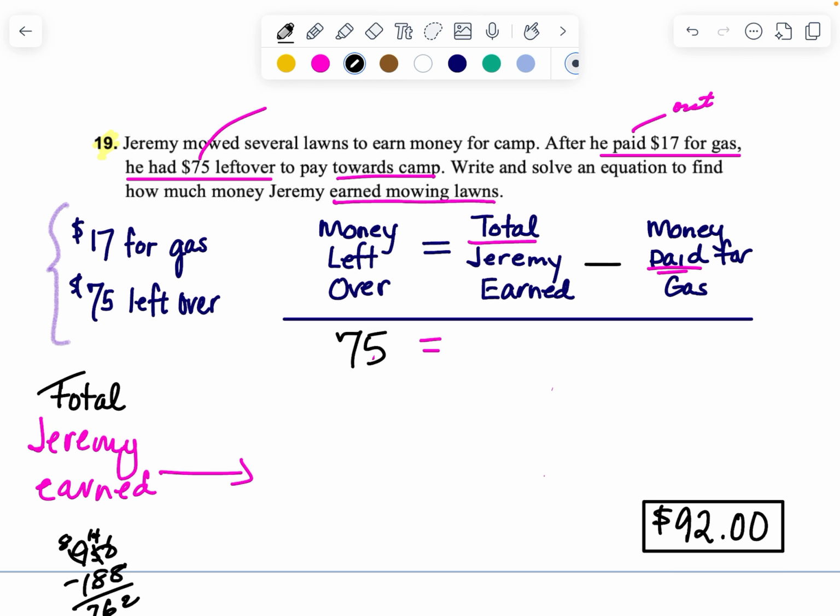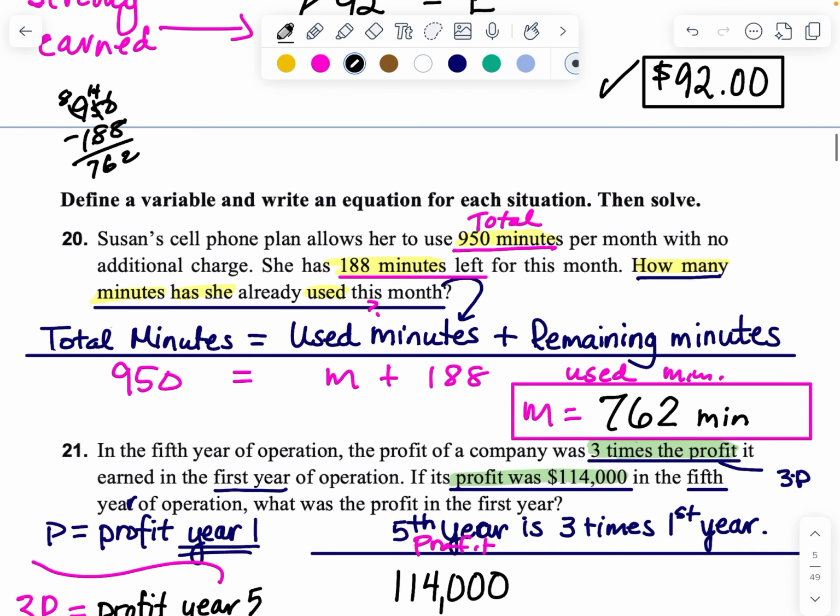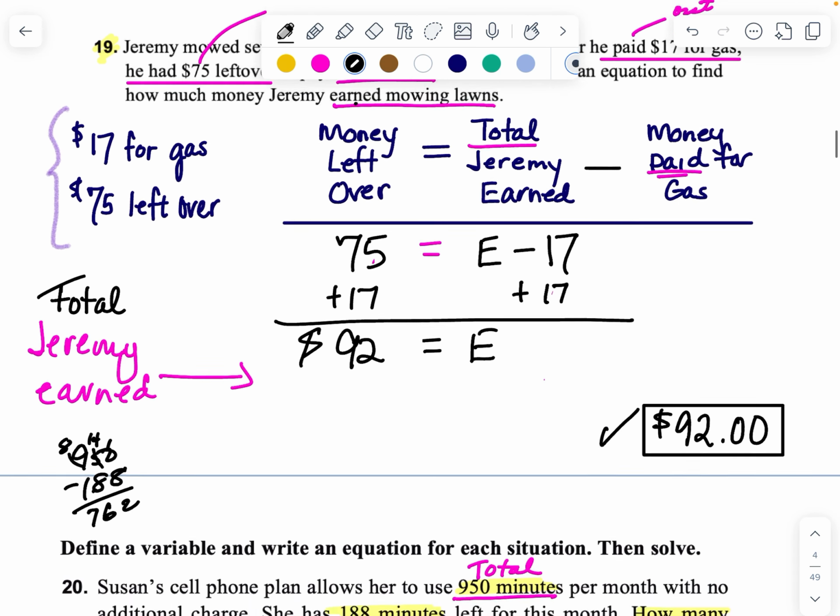So now what you want to do is solve this equation. So you're going to add 17 to both sides. And when you do, you get $92 is equal to the money that Jeremy earned. Okay, so there's that. And then on the next problem, we have another kind of setup where we want to think about what's the word problem saying, where you have a total. And then you know that Susan's cell phone, because you want to define a variable, write an equation for each situation, and then solve it.